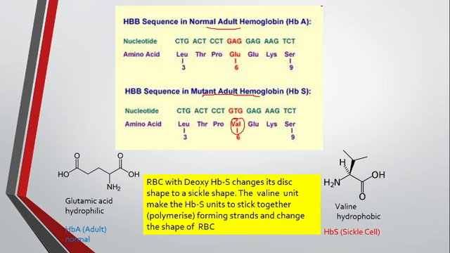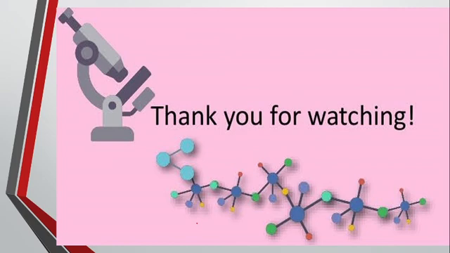This RBC with deoxy HbS changes its disc shape to the sickle shape. The valine unit makes the HbS units stick together, that means they polymerize, forming strands and changing the shape of the RBC. Okay, this is about sickle cell anemia.